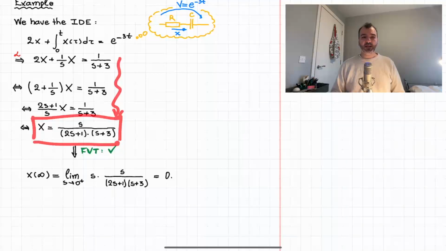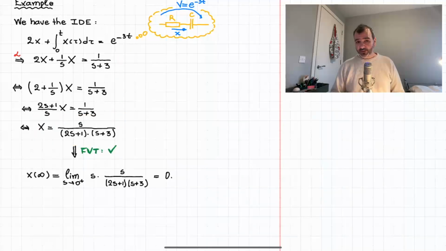And now you want to find out the final current, let's say x at time infinity. Can we apply the final value theorem? Let's see what the poles are. You have one at minus 1/2. You have another one at minus 3. Both of these are okay. So yes, we can apply the final value theorem, and x at infinity is the limit as s goes to 0 of s times your function X, and you can see that the limit is equal to 0.